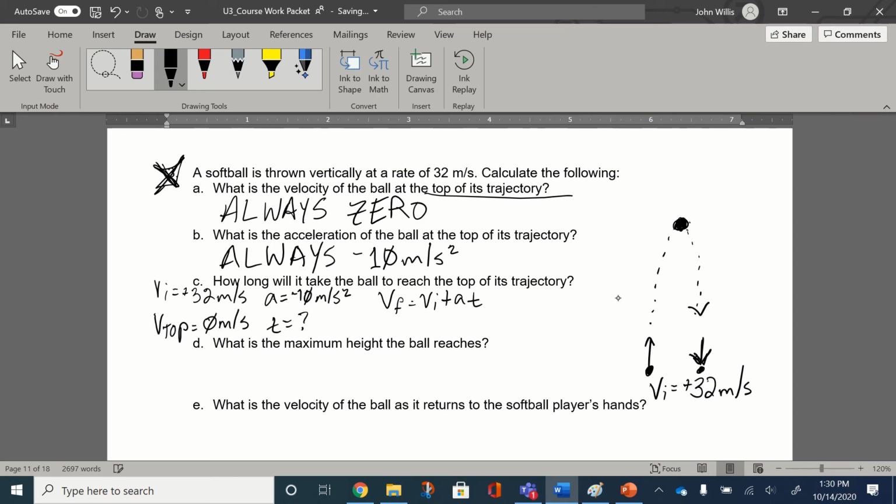In this particular case, the velocity at the top is 0. We have a +32 plus a -10 multiplied by t. Time to the top, 3.2 seconds.